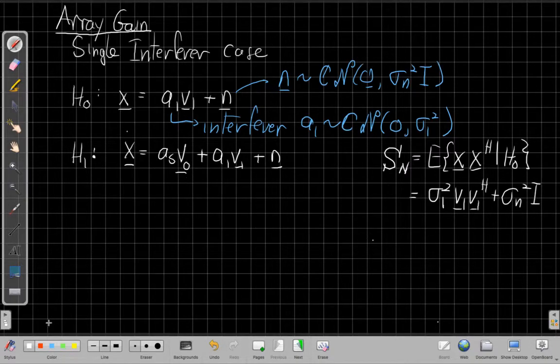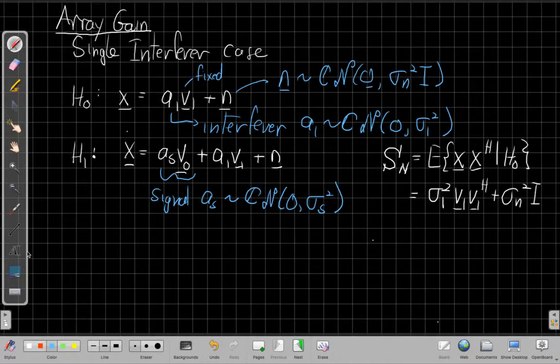And then for H1, we're going to add another term in. This second term is the signal. And we're going to assume for this that V naught is the fixed manifold. I should have made it clear that this is fixed. So the V1 is not random, but A1 is a random amplitude for V1, the direction represented by the V1 manifold vector. Similarly here, A S will be random. This will be the signal power, so it's a random amplitude. Let's say complex Gaussian, and we'll call this, say, sigma S squared.